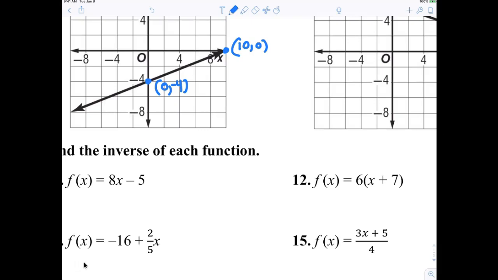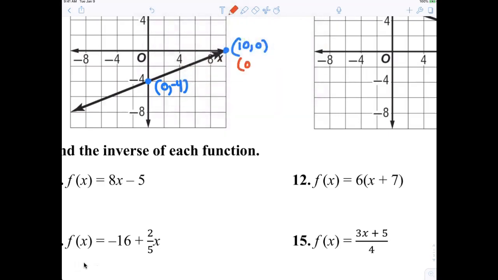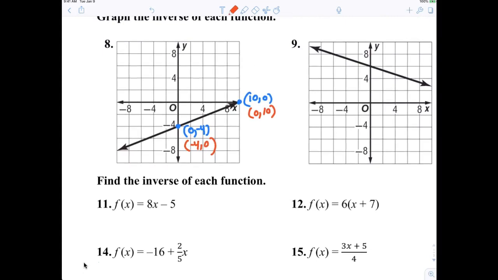Now if we're doing the inverse, we just switch these: (0, 10) and (-4, 0). And then we just graph those. Let's graph (0, 10), then (-4, 0). Now let's draw this line.